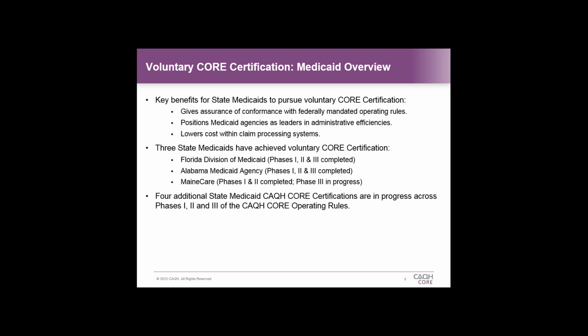To date, 3 state Medicaid agencies have achieved voluntary CORE certification across the various phases, and these agencies include Florida Division of Medicaid, Alabama Medicaid Agency, and MaineCare, who we will be hearing from later on today. Additionally, there are 4 additional state Medicaid agencies that are already in the process of working to achieve voluntary CORE certification. Next slide, please.